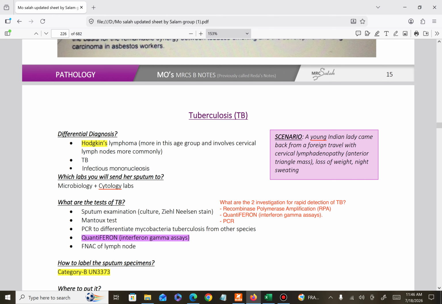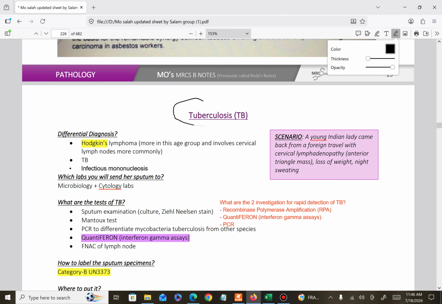Hello, let's talk about another station from the pathology for MRCS Part B, and that is tuberculosis. The scenario for this is a young Indian lady who came back from foreign travel with cervical lymphadenopathy, an anterior triangle mass, loss of weight and night sweating. The first question is, what will be the differential diagnosis?